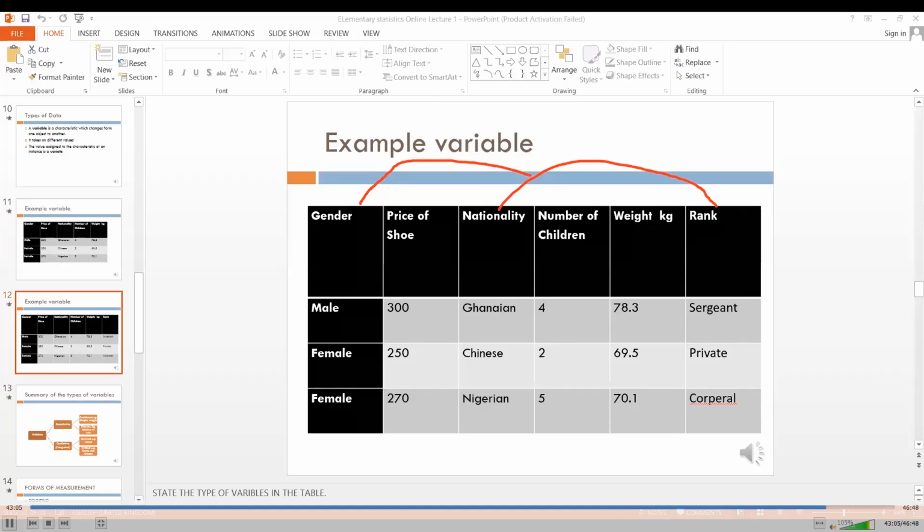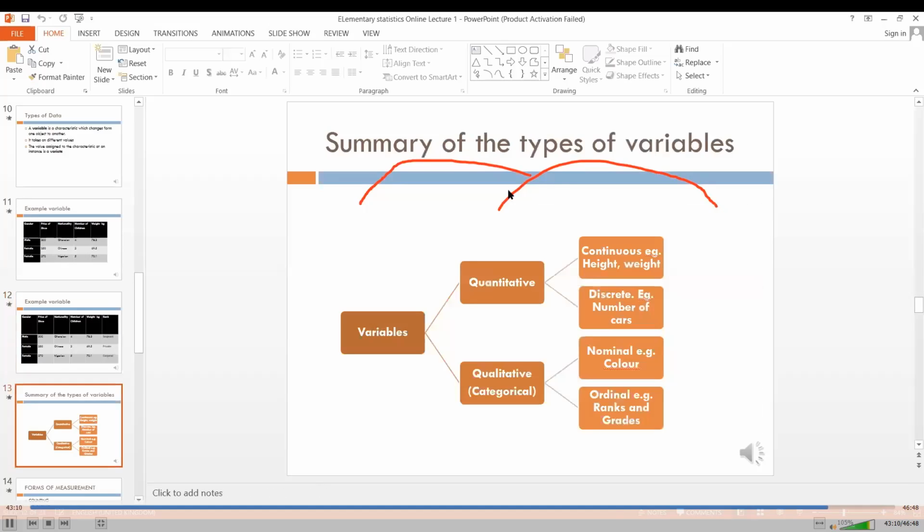Very well. So that said, let's go back to our flow chart and then see. So what we're saying in summary is qualitative variables or categorical variables can also be classified as what? Nominal or ordinal. Nominal are those ones without order. Nominal means no order. So examples will be color, gender, nationality.